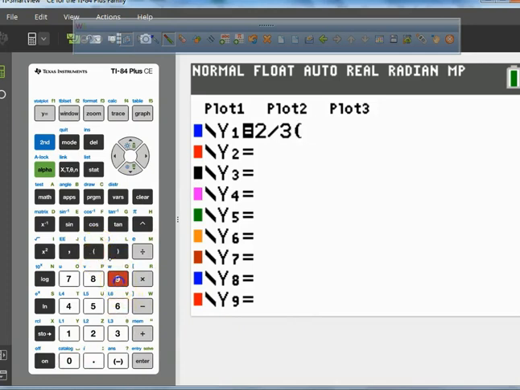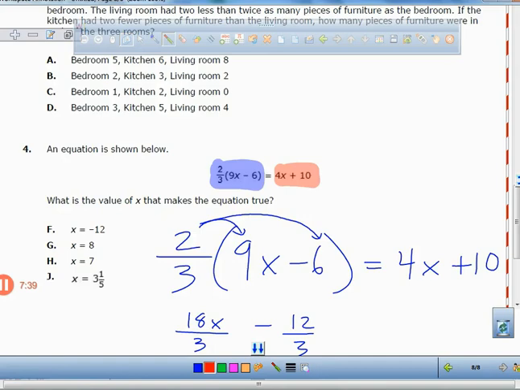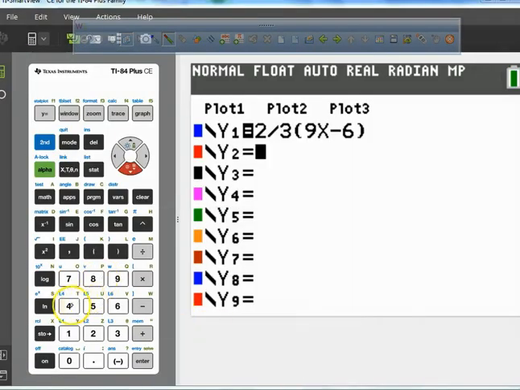Open parentheses, 9x minus 6. Close parentheses. Go down. There we go. What's y2? Oh, 4x plus 10. Type in 4x plus 10.